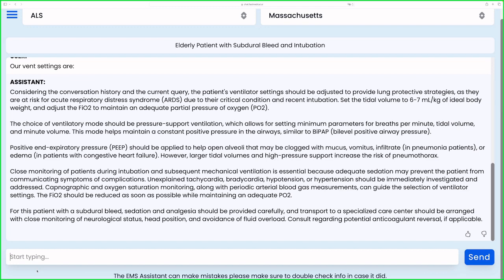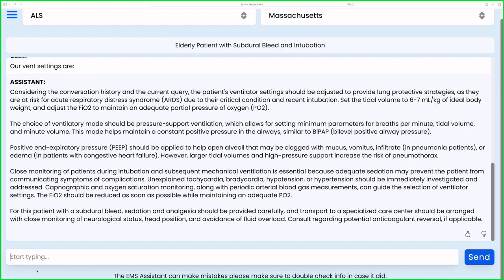The choice of the ventilatory mode should be pressure support ventilation, which allows setting the minimum parameters for breaths per minute, tidal volume, and minute volume. The mode helps to maintain constant positive airway pressure, similar to BiPAP, bi-level positive airway pressure, whatever. Positive end expiratory pressure, PEEP, should be applied to help open the alveoli clogged with mucus, vomitus, or infiltrates in pneumonia patients, or edema in patients with congestive heart failure. However, larger tidal volumes at higher pressures increase the risk of pneumothorax.